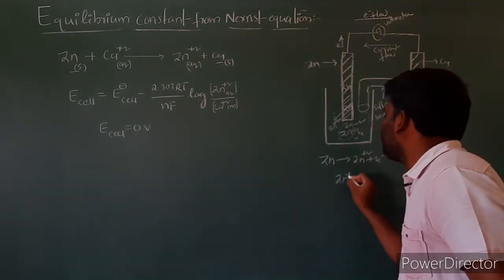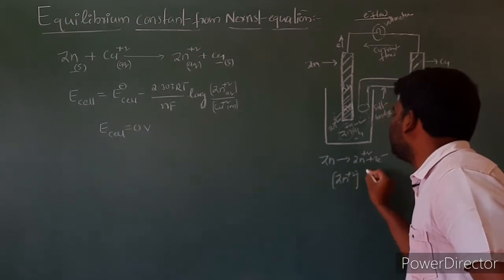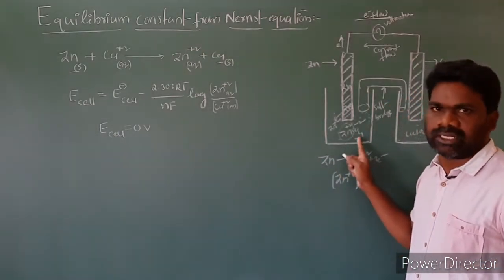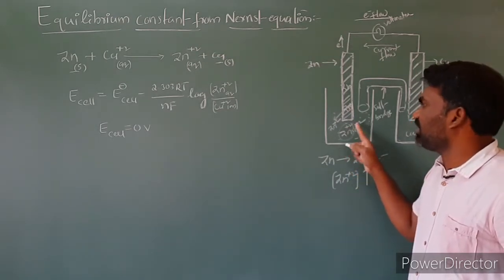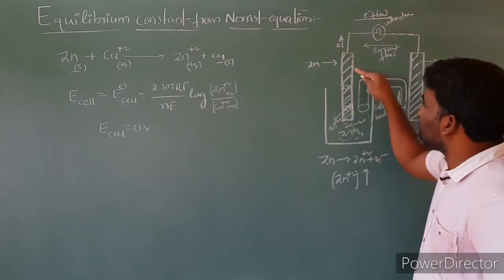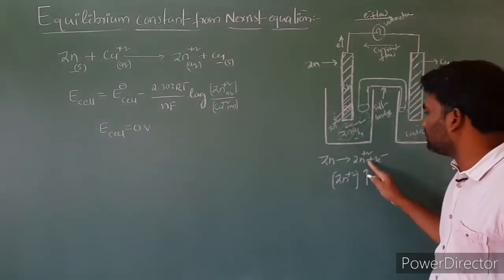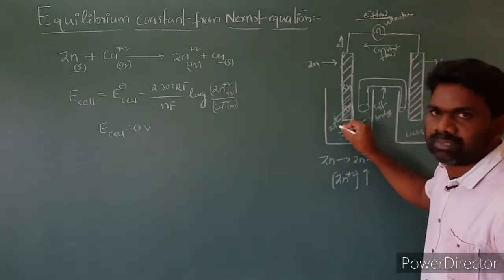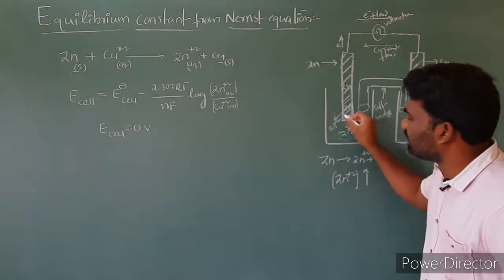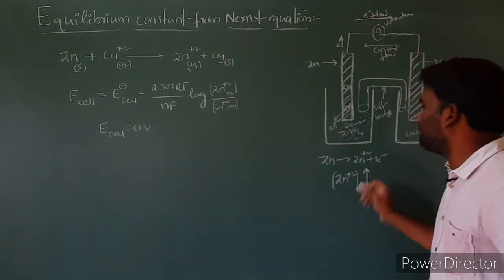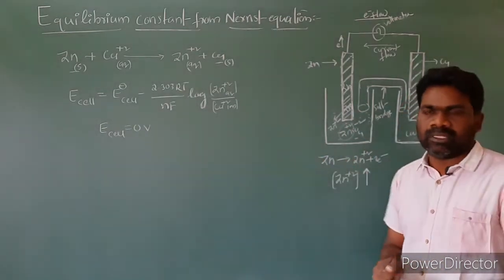The concentration of Zn2+ ions increases in the solution. Already the zinc sulfate electrolyte has Zn2+ plus SO4 2-, and zinc again converts into Zn2+ by losing 2 electrons. So zinc enters the solution as Zn2+, and as a result the concentration of Zn2+ ions increases in this half cell.